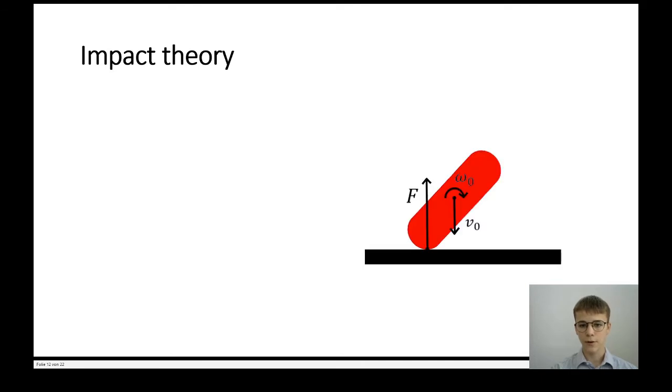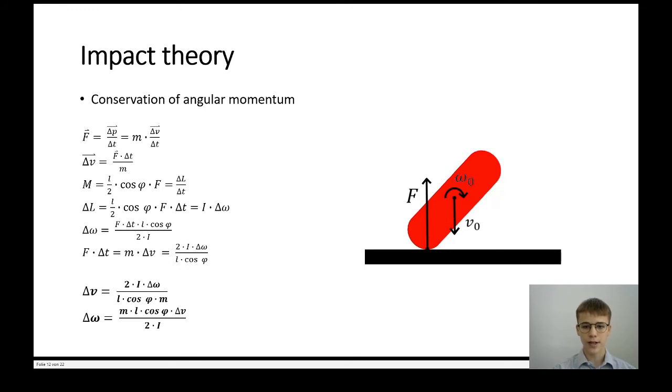When the capsule hits the ground, there is a force parallel to the y-axis acting on one of its ends. Using the principle of conservation of angular momentum, we were able to derive 2 formulas for the change of the velocity and the angular velocity depending on the mass, the length, the moment of inertia, and the impact angle of the capsule.